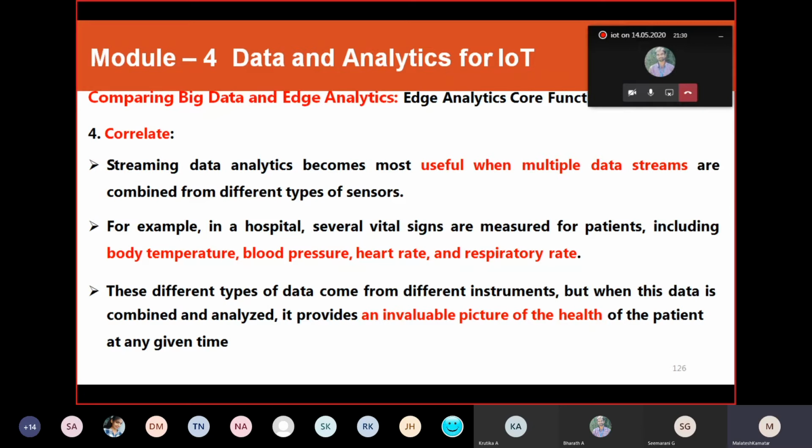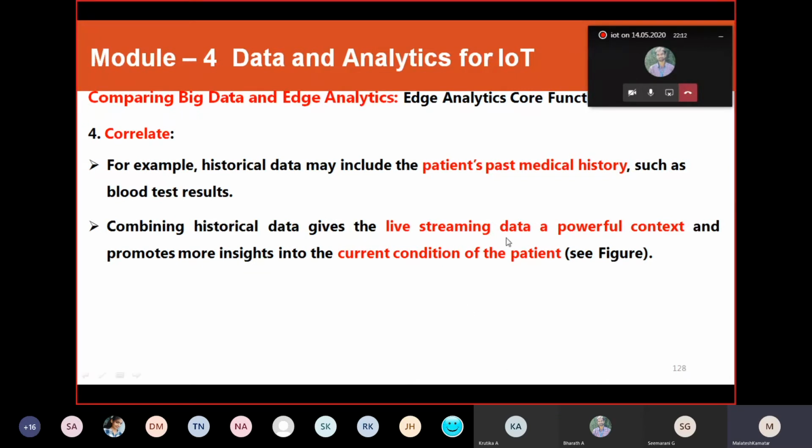For example, in a hospital, several vital signs are measured for patients, including, as I told you, the temperature of a particular patient, BP, heart rate, respiratory rate. For each function we use different sensors. A blood pressure sensor is different from a heart rate sensor, and there are other functionalities also. When you have different functions to be checked for a particular patient, we need to combine all the data, because being a doctor, I need the BP value, the heart rate value, the respiratory rate, and the temperature also. All together only I can analyze. That means we need to combine and correlate it.